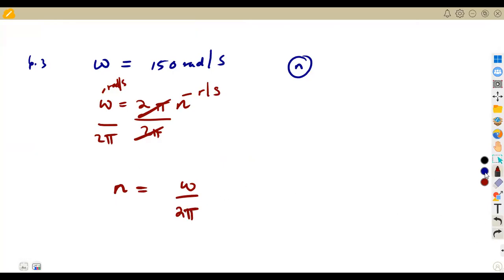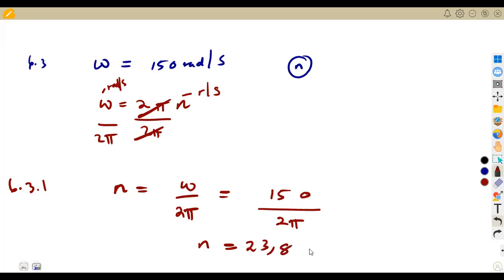So that was what we're going to do. 6.31, n was going to be equal to omega, which is 150 rad per second, over 2 pi. The moment we use rad per second, it means n is going to be in revolutions per second. So that was going to be 23.873, something like that, revs per second, okay?